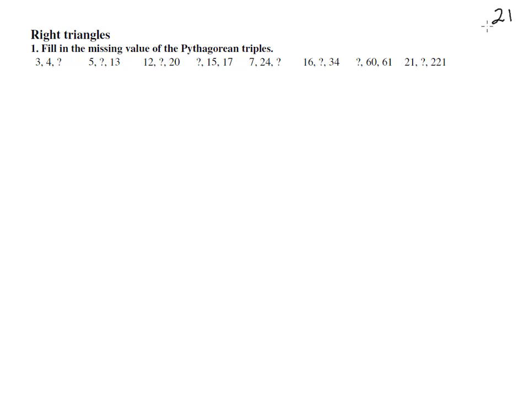Here we are on page 21. We're going to get the basics of right triangles before jumping into trigonometry. Let's make sure we get this. Fill in the missing values of the Pythagorean triples. That means we're doing a squared plus b squared equals c squared, and this has to do with a right triangle A, B, C with the hypotenuse there.